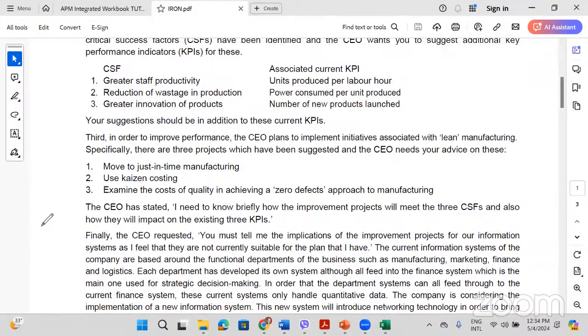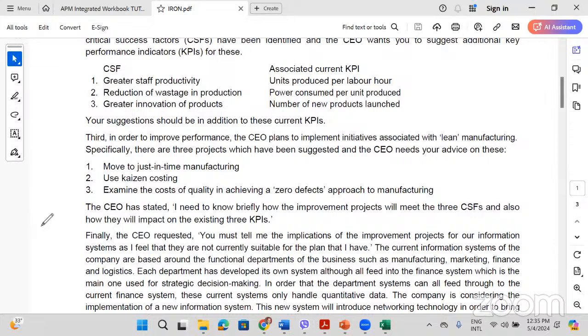Very good. So, for example, JIT will have an impact on greater staff productivity, and reduction of wastage in production. You will want your staff who are in a JIT setup to not waste anything, isn't it? Because any wastage will impact your profit. Great innovation, no.